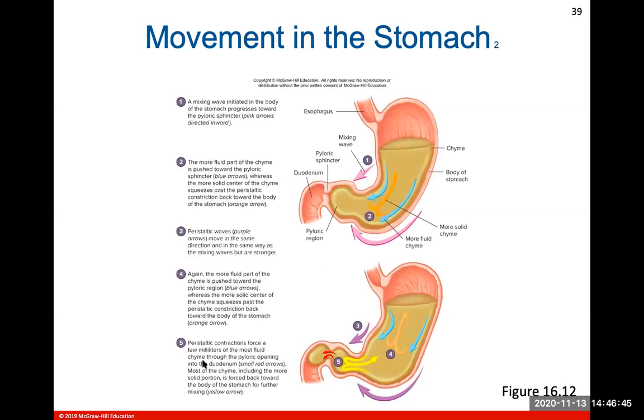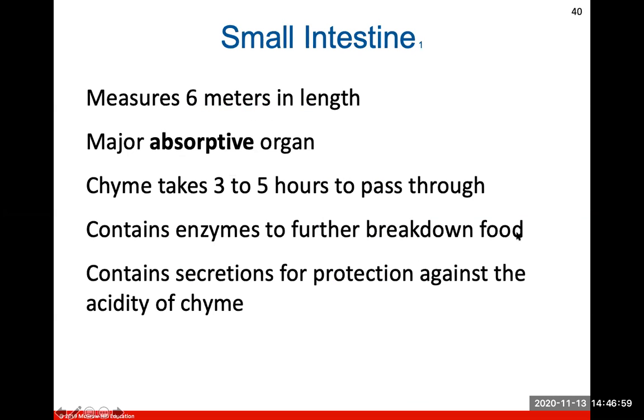So this just shows the movement of chyme through the stomach. Doesn't that look lovely? As it begins to make its way through the pyloric sphincter and then out of the stomach into the duodenum, which is the first part of the small intestine. Your small intestine measures 6 meters in length. It's the major absorptive organ, where most of your nutrients will be absorbed from the chyme. It takes chyme about 3 to 5 hours to pass through your small intestine.